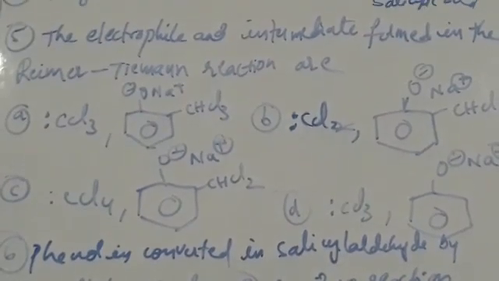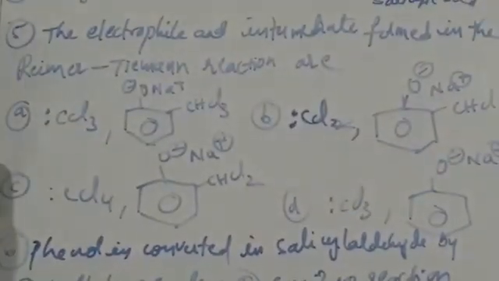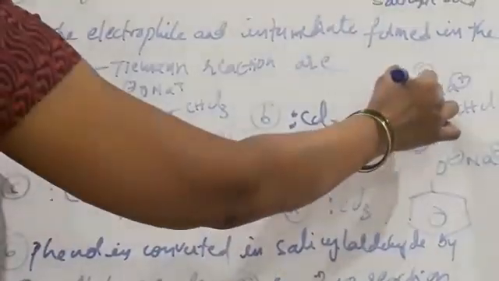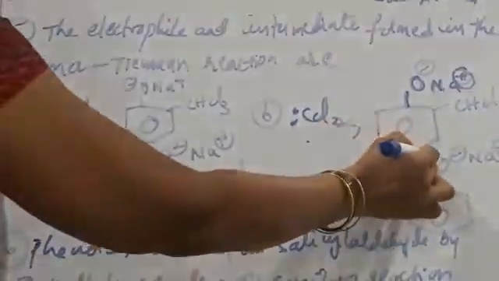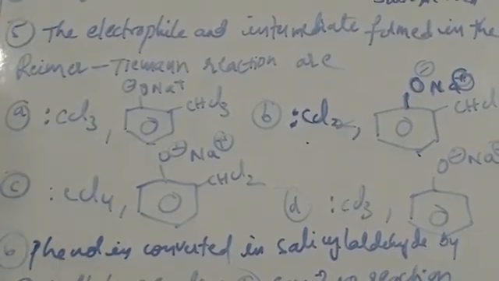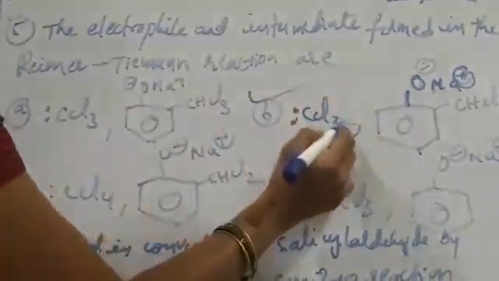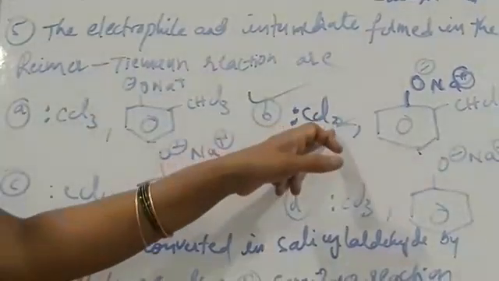And we get benzal chloride intermediate there. Okay. So this is benzal chloride intermediate. Okay. So electrophile and intermediate which are formed in Reimer-Tiemann reaction, they are carbene. Okay. So CCl2 and benzal chloride intermediate. Okay. So this is the correct option.